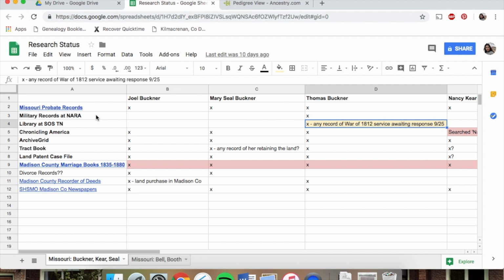But for a typical source, just something that you would find on Ancestry or Family Search, I would use yellow to indicate maybe that I'm in the process of looking and then maybe write the page number.